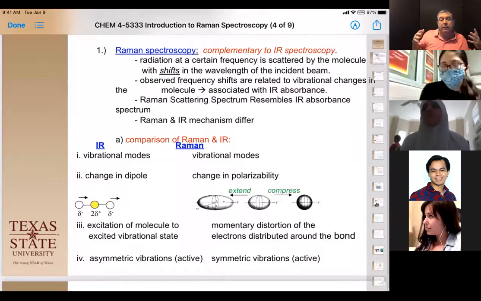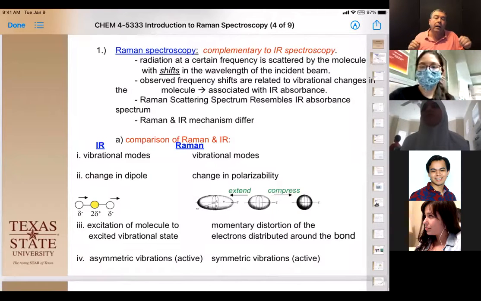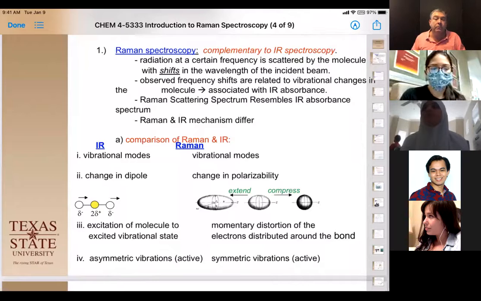So to compare and contrast, IR is all about vibrational modes, and it's the absorption of that IR energy making those modes vibrate. In Raman, we're also talking about those same vibrational modes. However, any kind of vibration that changes the dipole moment is what we call IR active, okay? So these asymmetric vibrations are IR active because you have changed the dipole and we see them in IR, okay?